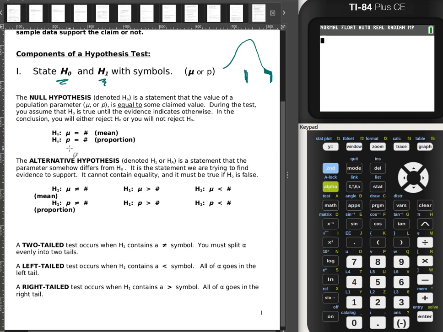And that will always be the one, no matter whatever we're talking about, means or proportions, or whatever the case may be: the null hypothesis always uses the equal sign. And then the alternative hypothesis will use anything but an equal sign. It will also not use greater than or equal to, for example. Only greater than, we want to avoid the equals at all costs because that's already reserved for the null hypothesis.